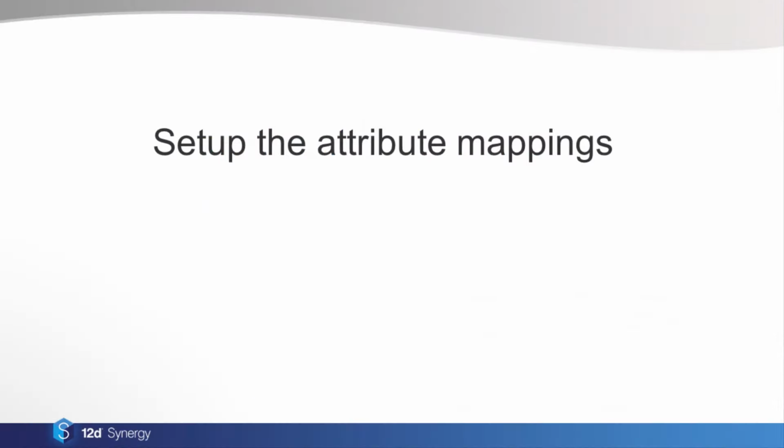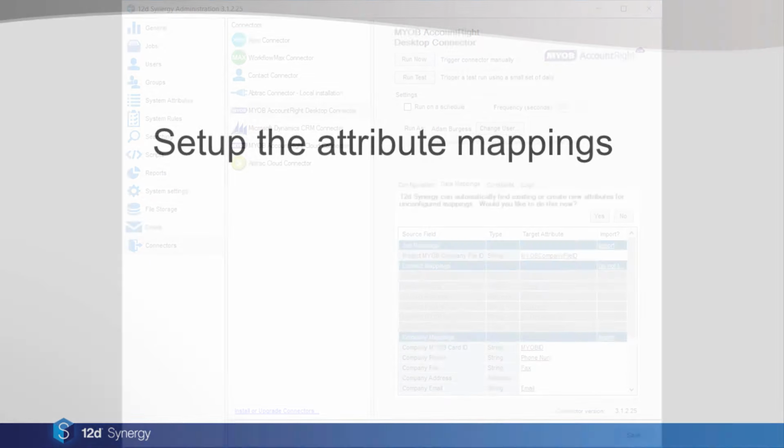Next, I'll demonstrate how to map the data you wish to import field by field into Synergy attributes. Before you start, spend some time understanding which data you want to import into Synergy. The data will consist of entities and fields. Entities such as jobs and contacts, fields such as name, created date, phone number, etc.